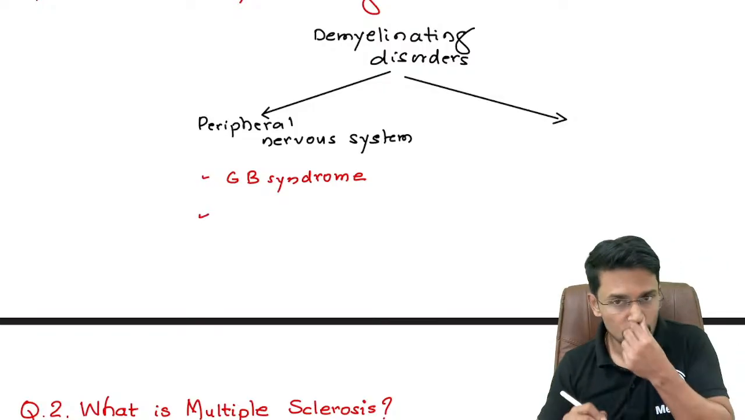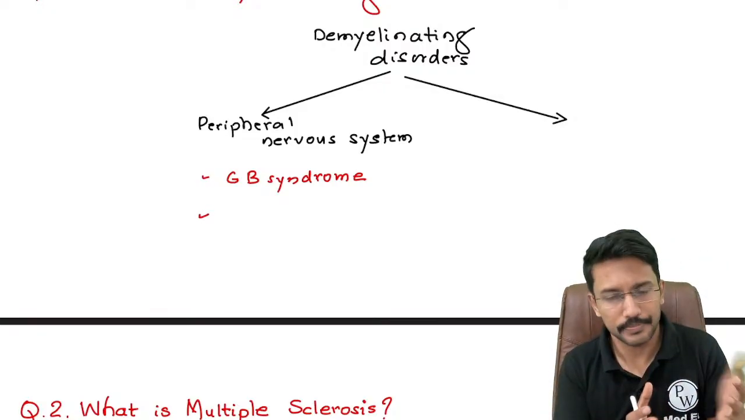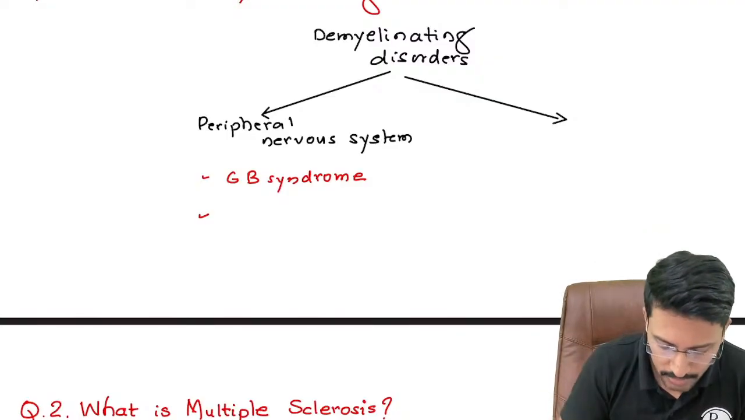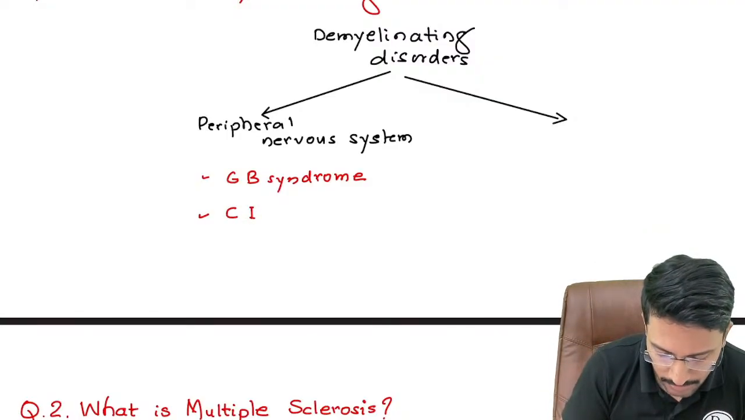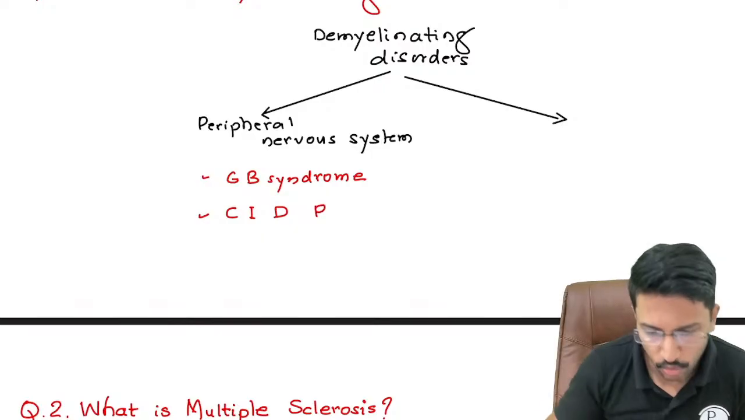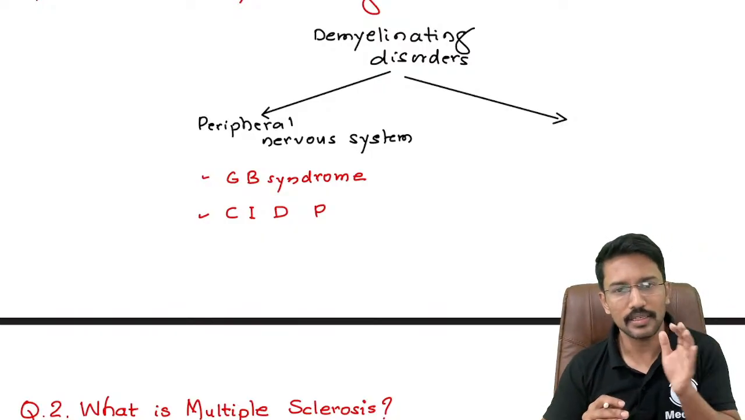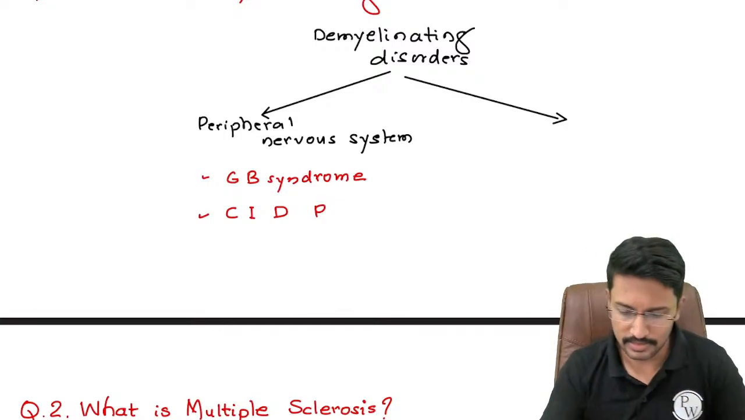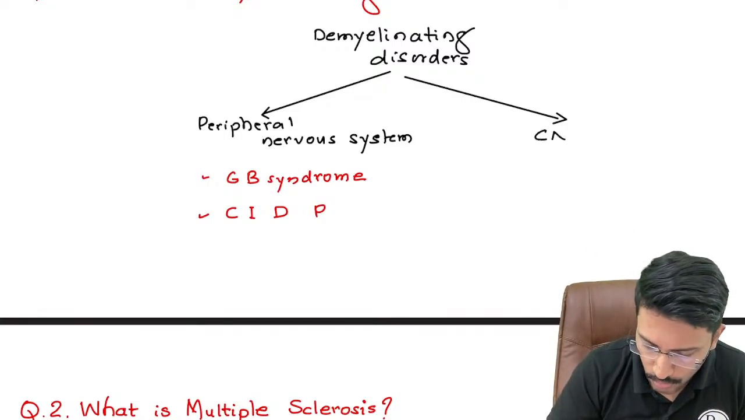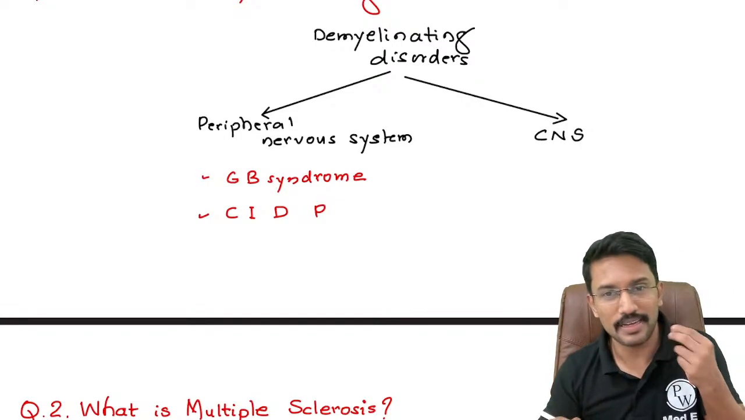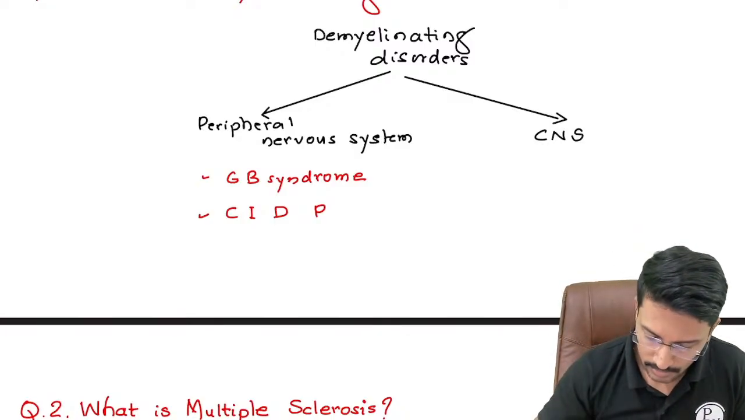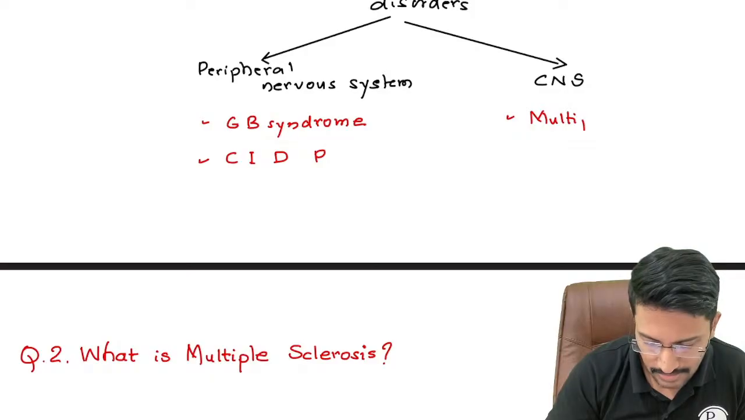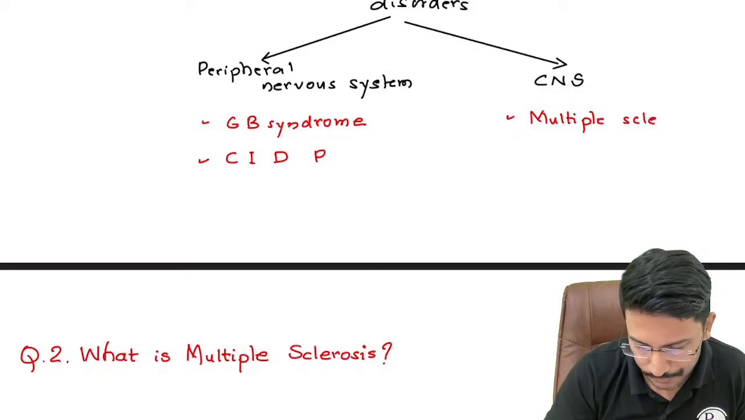And then there is also one more disorder which is more chronic. GB syndrome is an acute form of demyelination. There is also a chronic form of demyelination called chronic inflammatory demyelinating polyneuropathy or CIDP. These are classical examples. Now, when it comes to the disorders affecting the central nervous system where demyelination can happen, the first classical example that all of us should quote is, in fact, multiple sclerosis itself, and that is what we are going to discuss today.